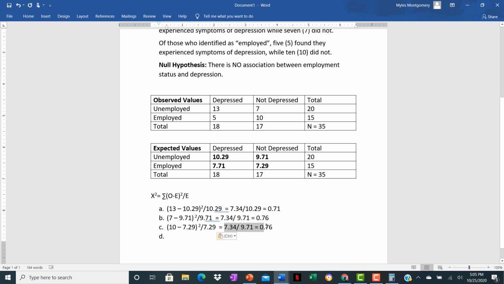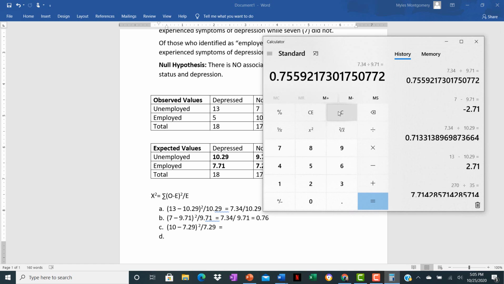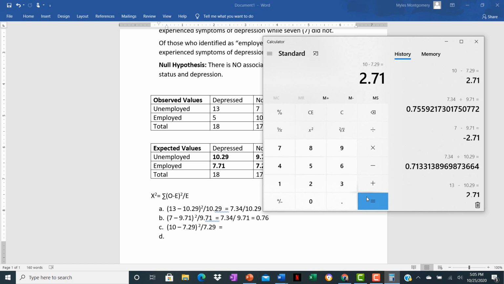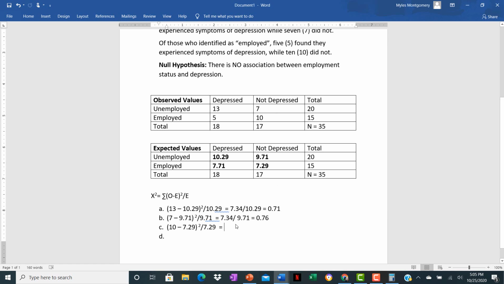Okay, so I'm going to go ahead and get all this out because we haven't done it yet. Okay, and we'll go back to my calculator. We'll say 10 subtract 7.29. There it is. What do you think it was going to be? Of course we know what it was going to be. We square it. We've seen this before.